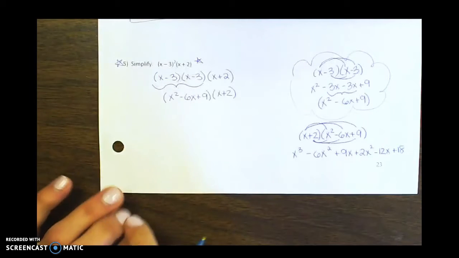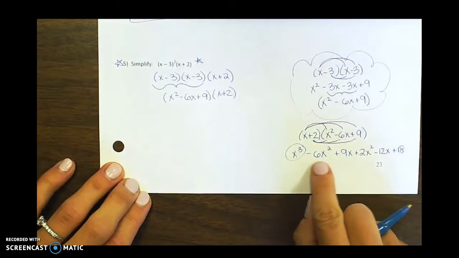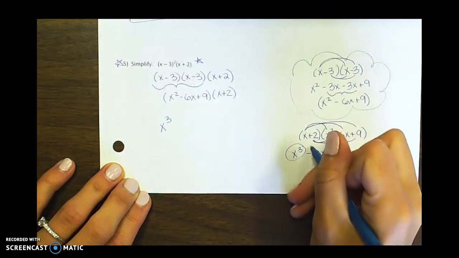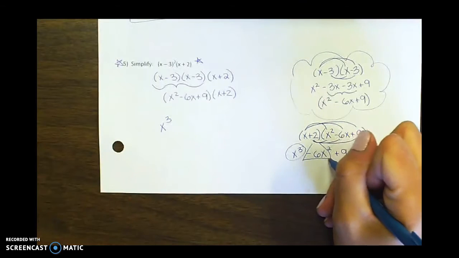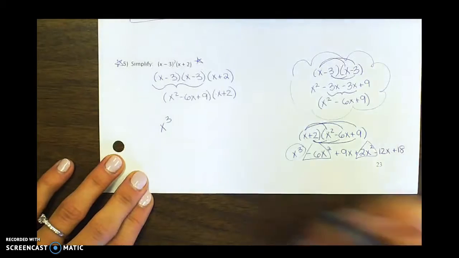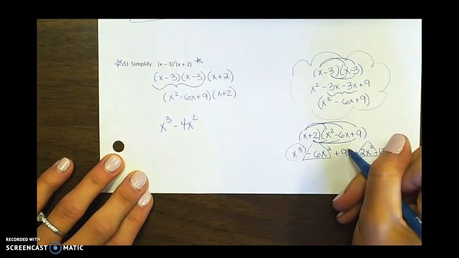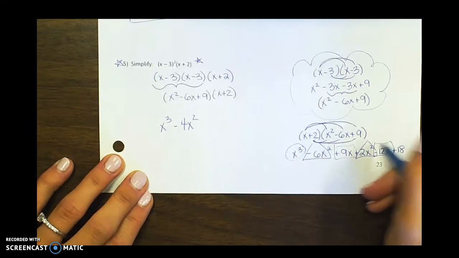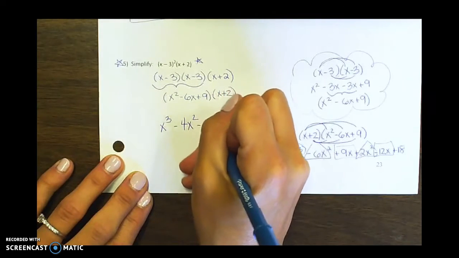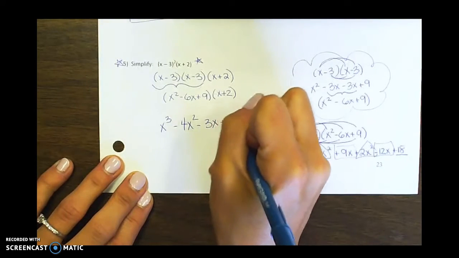Now to write my final answer, I just have to combine my like terms. So let's go ahead. We have an x to the third. There's no other x to the thirds. My next highest power is x to the second, and I have a negative 6x to the second and a positive 2x to the second. That's minus 4x to the second. Now I'm going to look at my x's. So I have a 9x, a negative 12x. So that's going to give us a negative 3x. And then we have our constant, which is 18.